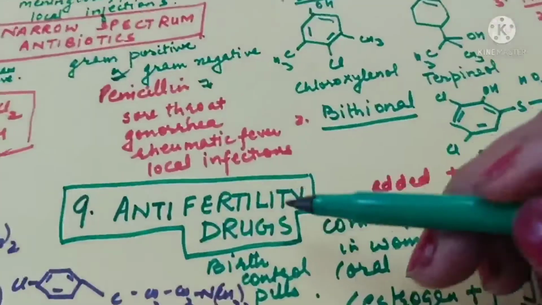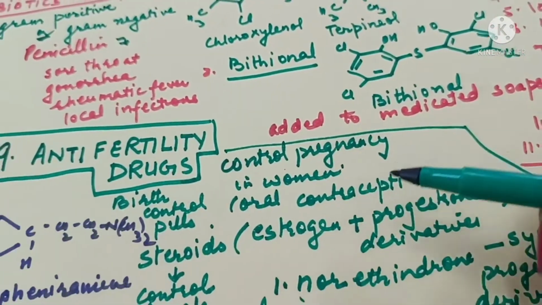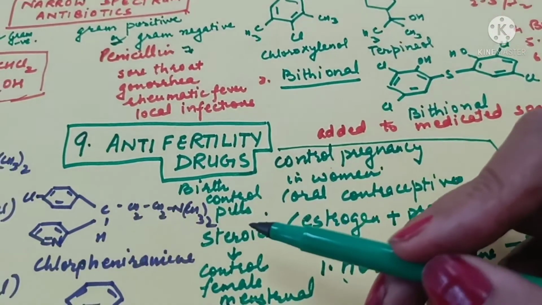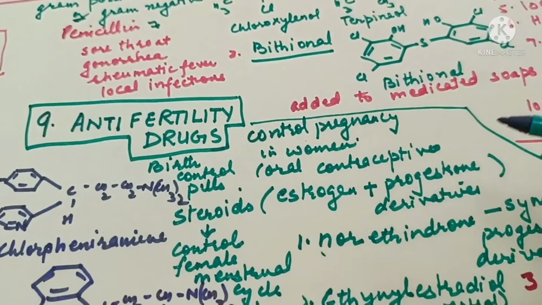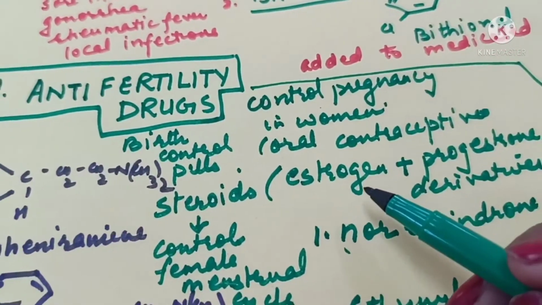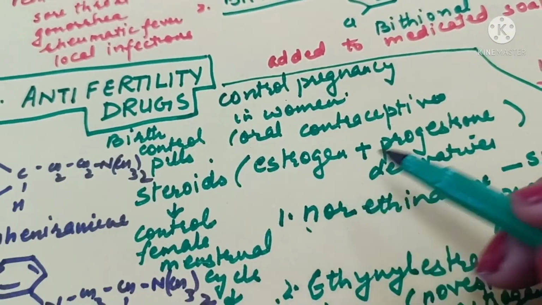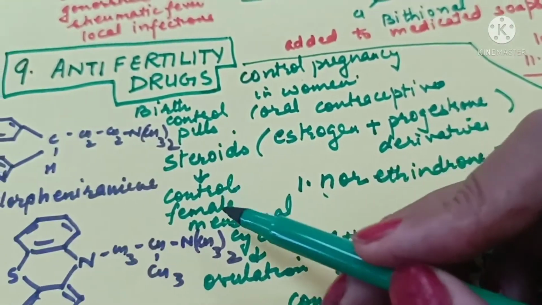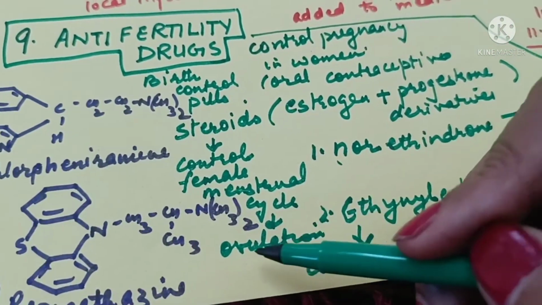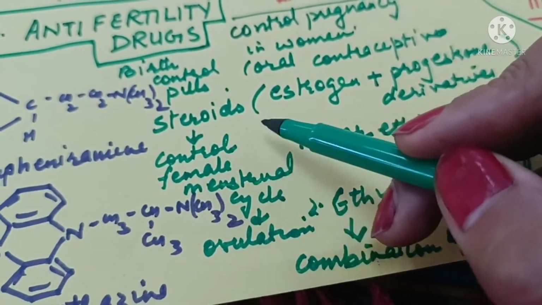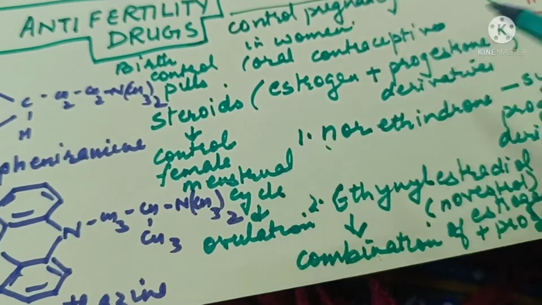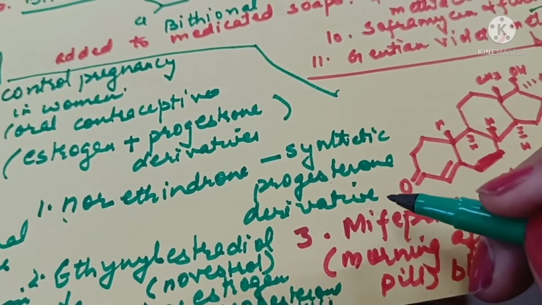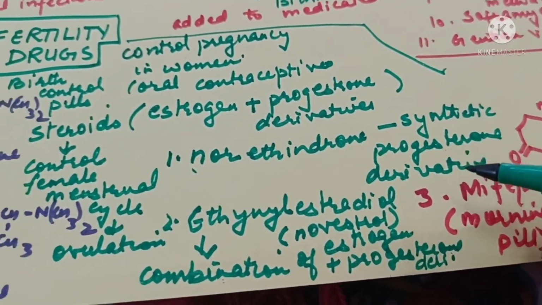Next category of drugs are drugs which are used to control pregnancy in women. These are also called oral contraceptives or birth control pills. These are anti-fertility drugs. So these oral contraceptives are generally formed by mixing estrogen and progesterone derivatives. Examples of these are generally steroids which control the female menstrual cycle or ovulation. So for example, norethindrone is a synthetic progesterone derivative which can help in controlling fertility.